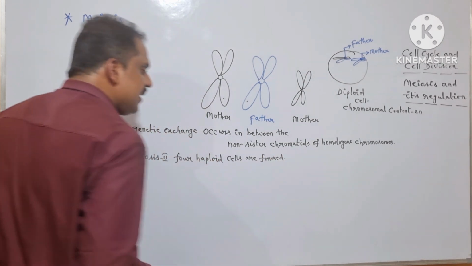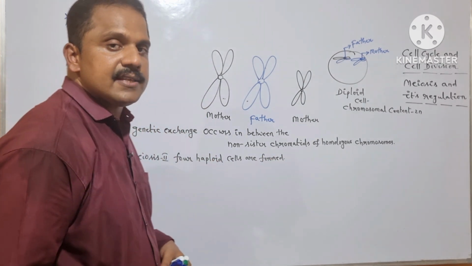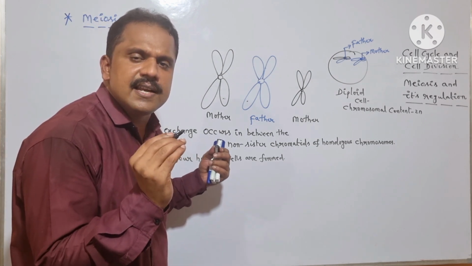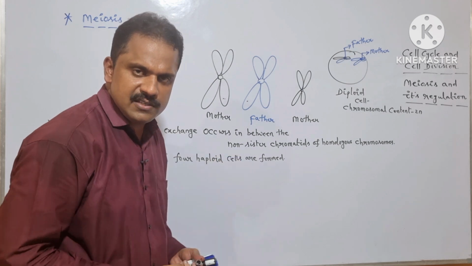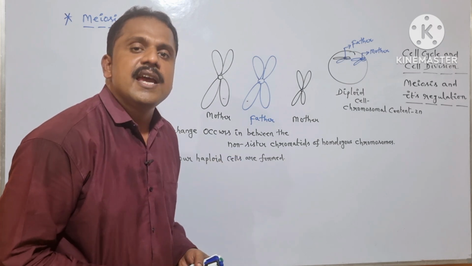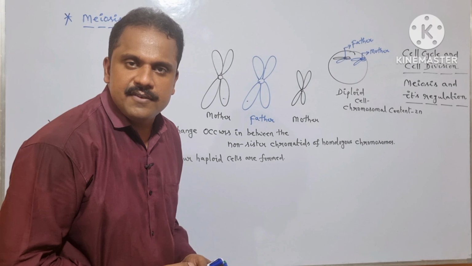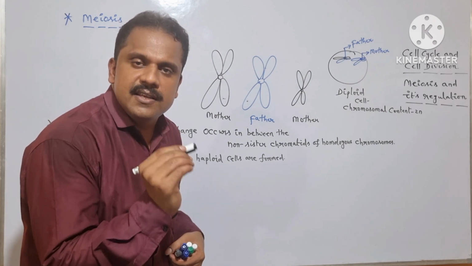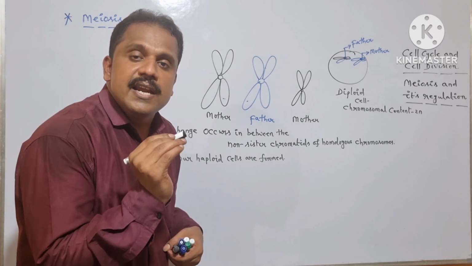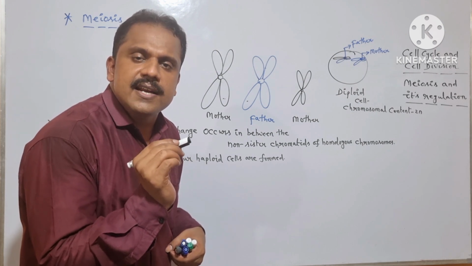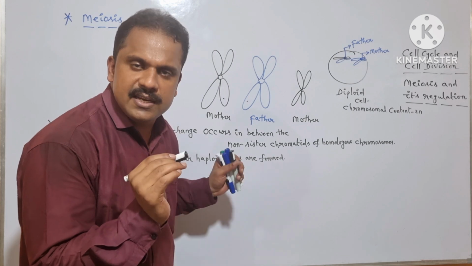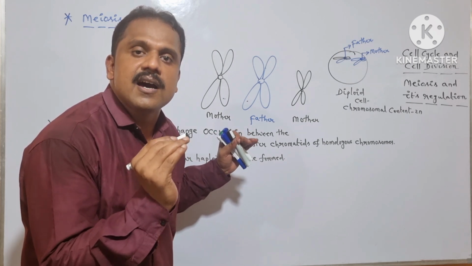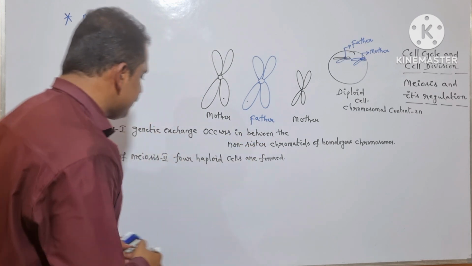So here basically the meiotic division has 2 different phases. What are those? Meiosis 1 and meiosis 2. So what exactly happens in meiosis 1? Meiosis 1 is otherwise known as heterotypic division or reduction division. Why is it termed as reduction division? Because meiosis 1 is responsible for regulating the reduction in the chromosomal number. That is the reason why meiosis 1 is otherwise known as heterotypic division or reduction division. Is it clear? So let me write it here.